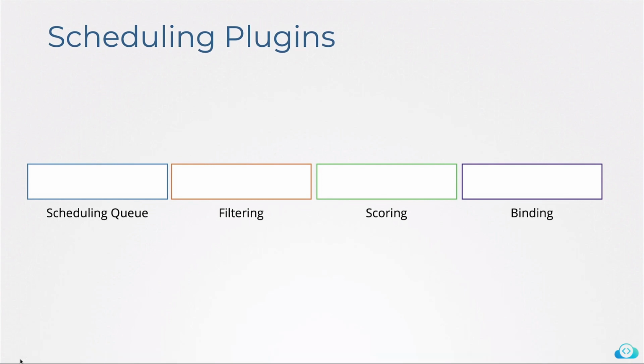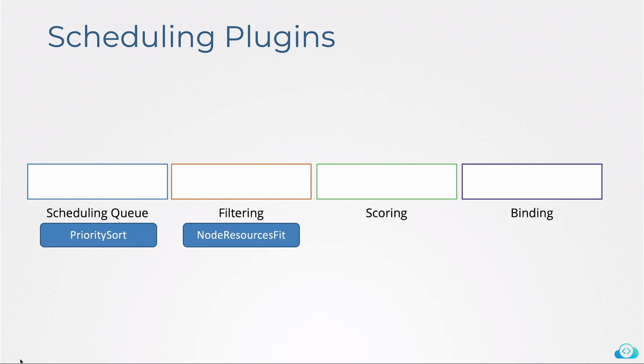For example, while in the scheduling queue, it's the priority sort plugin that sorts the pods in an order based on the priority configured on the pods. This is how pods with a priority class get higher priority over other pods when scheduling. In the filtering stage, it's the node resources fit plugin that identifies the nodes that have sufficient resources required by the pods and filters out the nodes that don't.